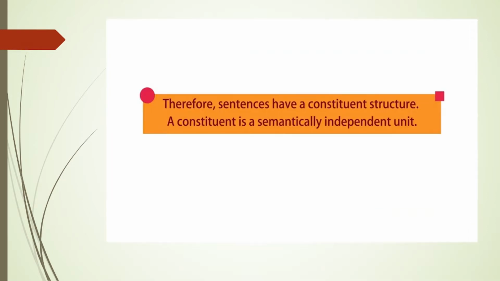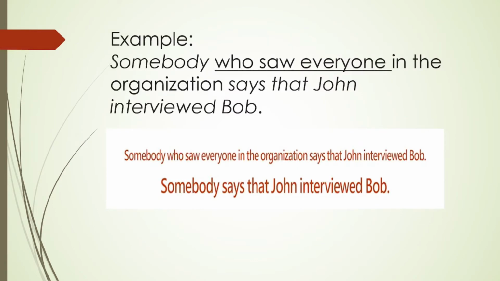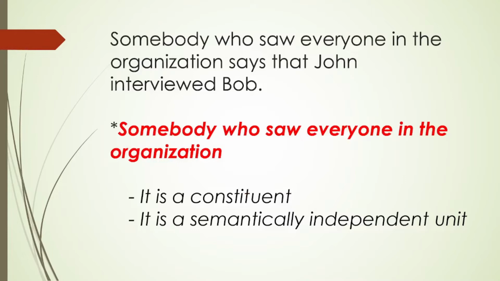Now let us analyze this sentence. Somebody who saw everyone in the organization says that John interviewed Bob. So this is a complex sentence. There is a big sentence, and within the sentence, there is a smaller sentence. You can just say, somebody says that John interviewed Bob. But then, you can qualify somebody with who saw everyone in the organization. This is one way you can expand a simple sentence into a complex sentence, since you can apply it infinitely. Theoretically, there is an infinite number of sentences, even starting with this.